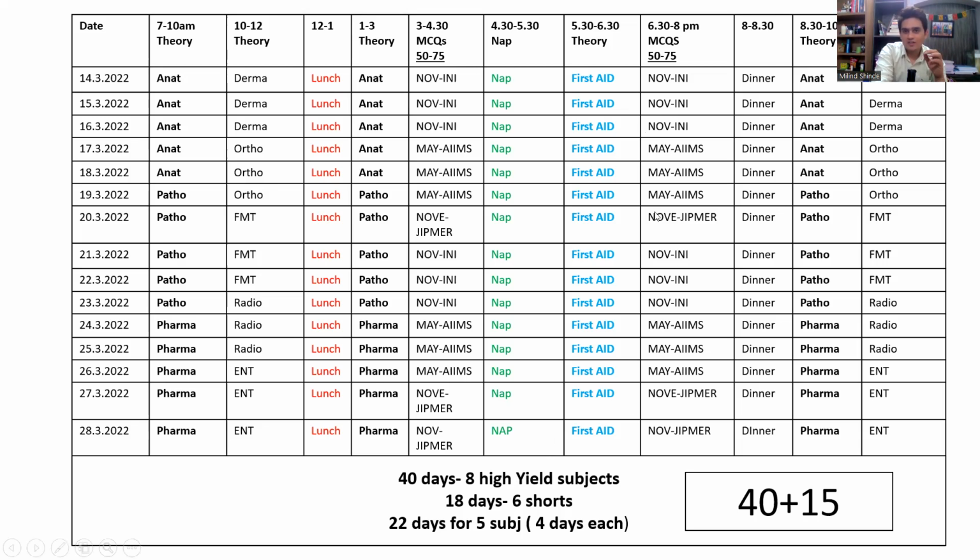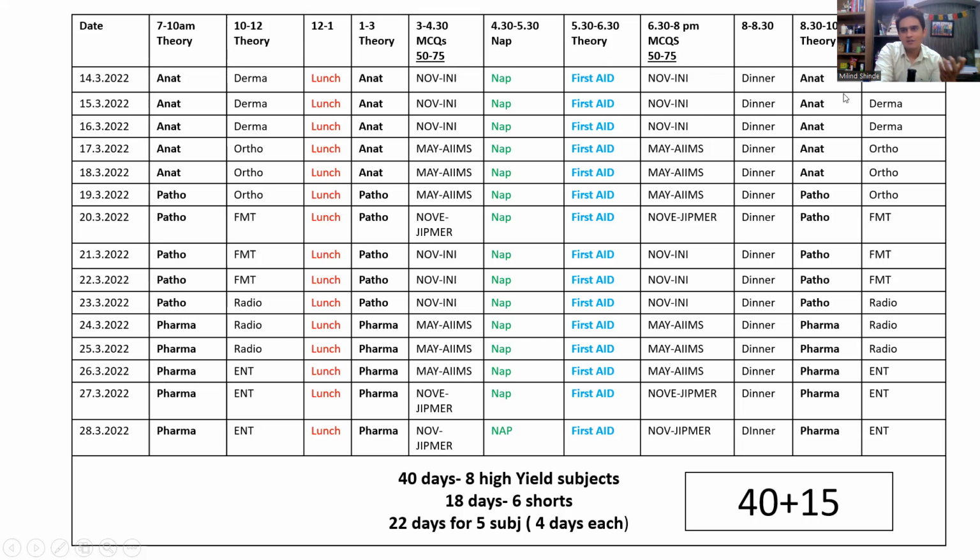So you start at 5:30 and finish at 6:30. You don't have to say that you will finish a chapter from First Aid. Whatever pages you can read between 5:30 and 6:30, that is acceptable. Next, again, you go for MCQs. This is interchangeable. I'm not saying that you have to solve MCQs at this time. If you want to read theory here, you can. If you want to shift First Aid here, you can do that.